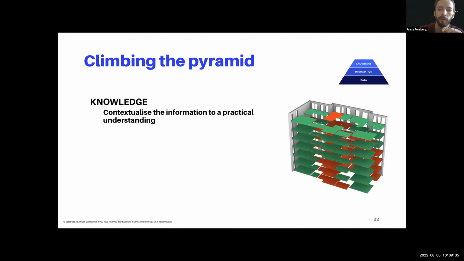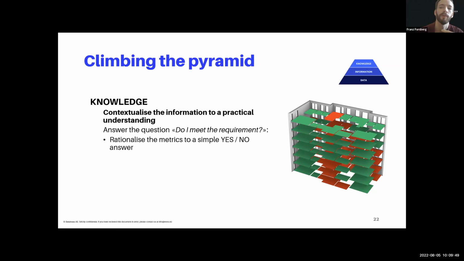We need to now teach Albert how to contextualize information to give a practical understanding. Because it's very important for designers, who are maybe not familiar with daylight, to be able to quickly respond to whether the project complies or not with a requirement. It's important to rationalize the metrics into a simple yes or no answer. No need for fancy heat maps most of the time.